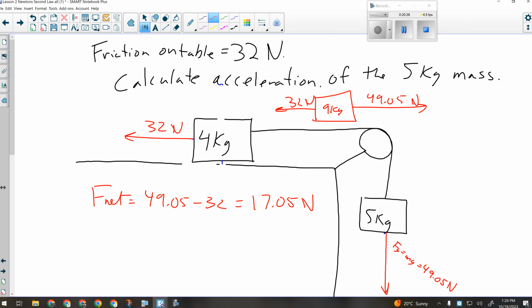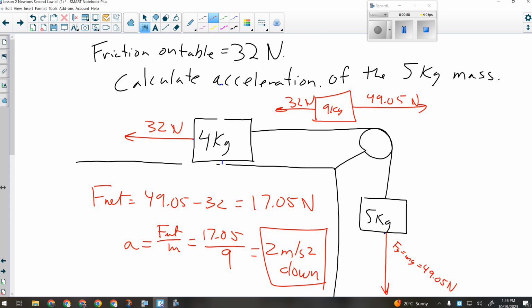Now that I've got the net force, I can calculate the acceleration, F net over m, 17.05 over 9 kilograms. So 1.9, actually we only have one significant digit in there, don't we? So 2 meters per second squared down. It asked about the 5 kilogram mass. That's the way the 5 kilogram mass is going. All right, questions on the system question there?